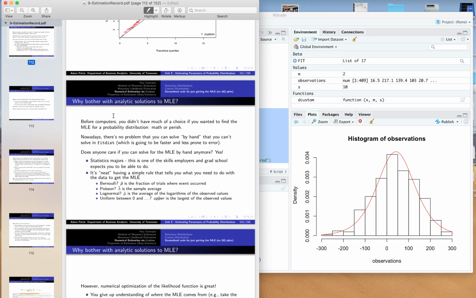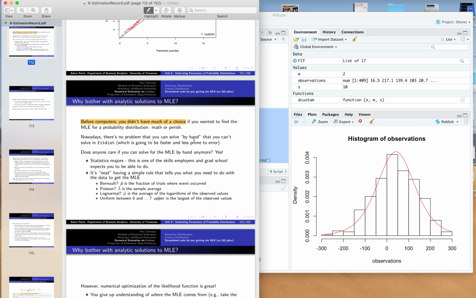So why does this whole mathematical procedure exist? Why did I make you do this on the homework? Well, back in my time, we didn't have computers. We didn't have fitdist. We didn't have R. We didn't have numerical optimization. So this was literally the only way you had to figure out the best guesses for these unknown parameters based on the data. Before computers, you really didn't have a choice but to go through this mathematically.